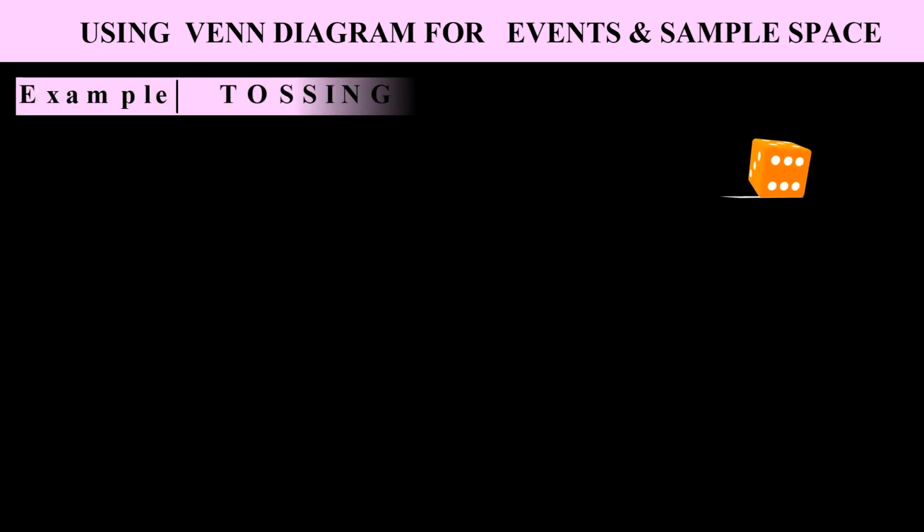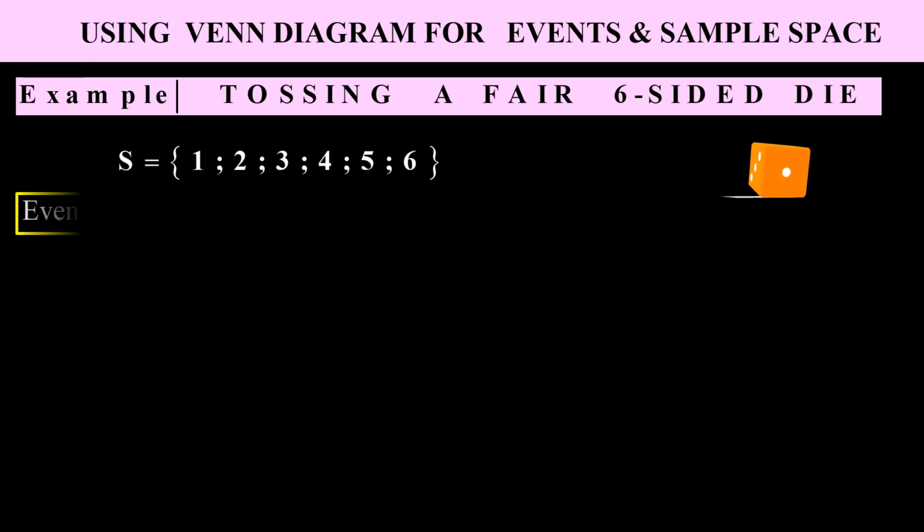Now we're going to consider an example where we're going to illustrate the events in sample space, and we're going to use a Venn diagram to do that. Let's take the example of tossing a fair six-sided die, and there you can see a die tossing there. What is the sample space? 1, 2, 3, 4, 5, and 6, right?